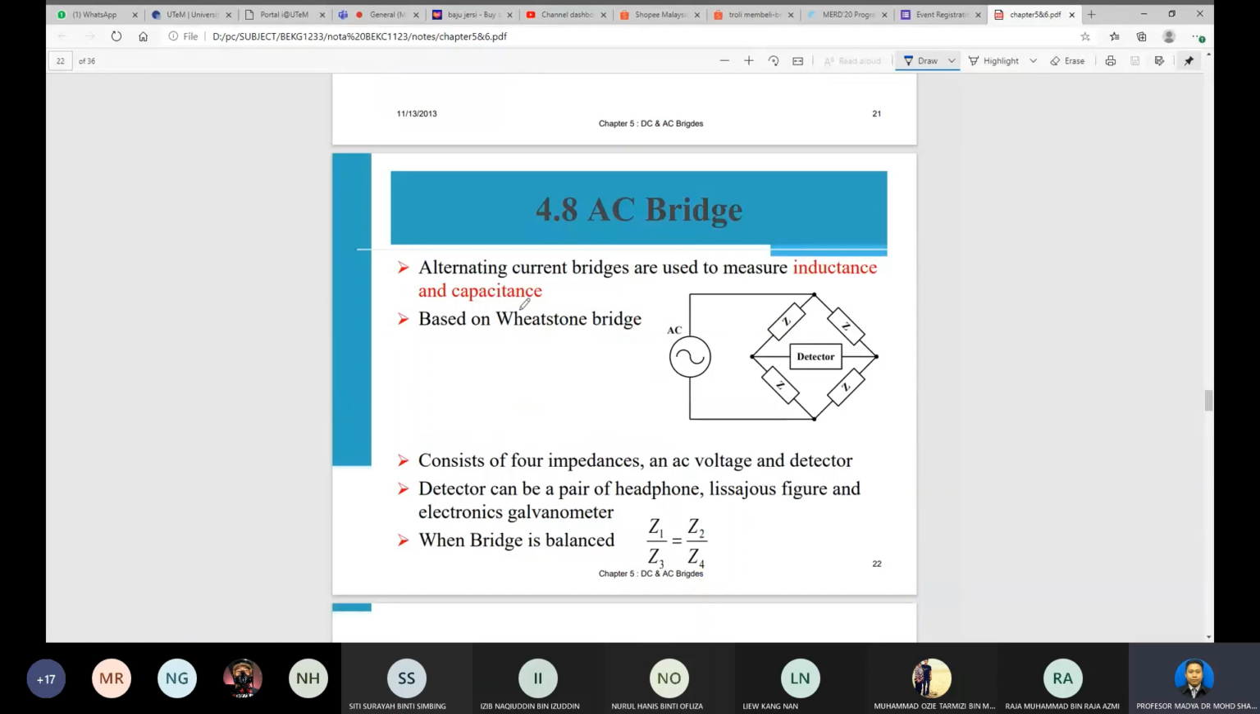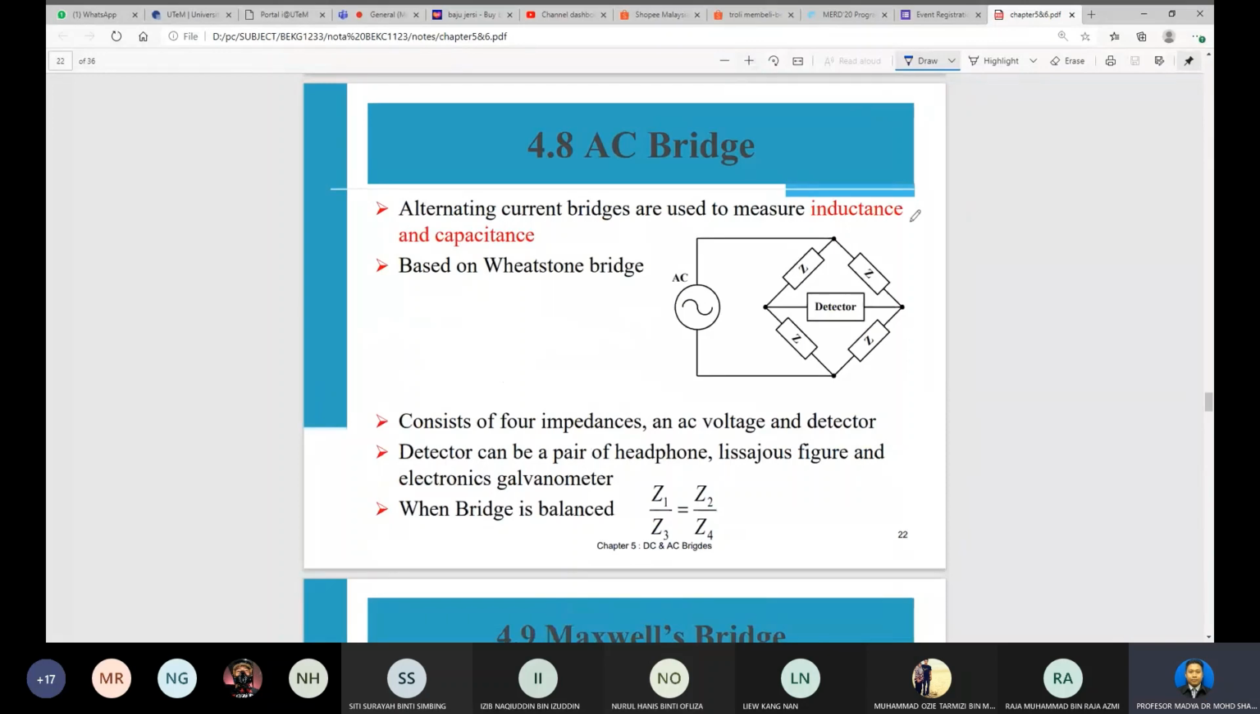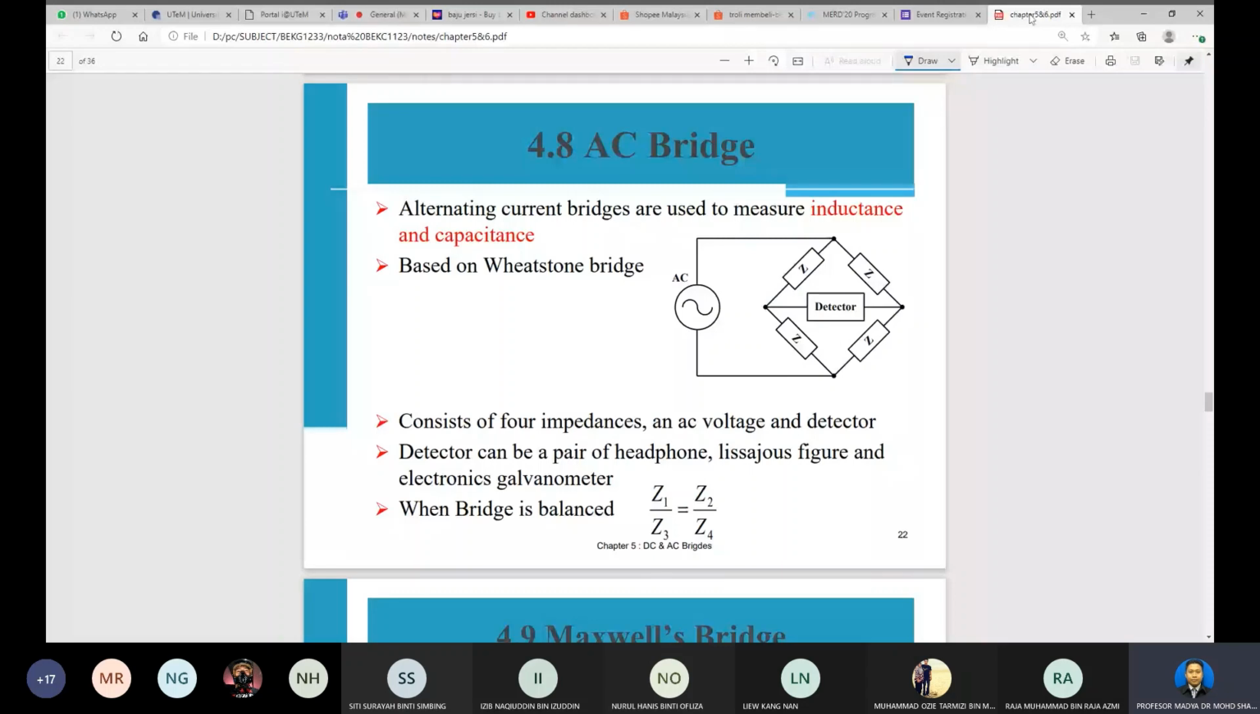For today we go for the AC bridge. On the AC bridge, we have 4 types: the Maxwell bridge, the Hay bridge, the Schering bridge, and the Wien bridge. The function of the AC bridge is to measure the inductance, capacitance, and also the frequency.